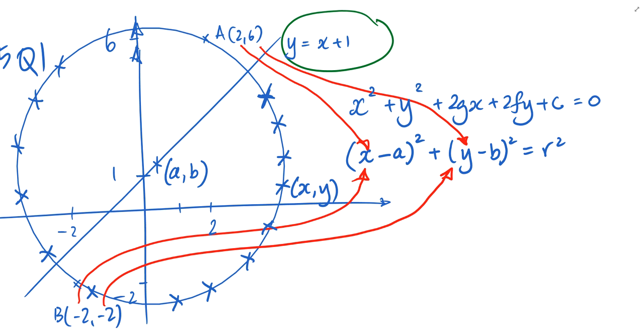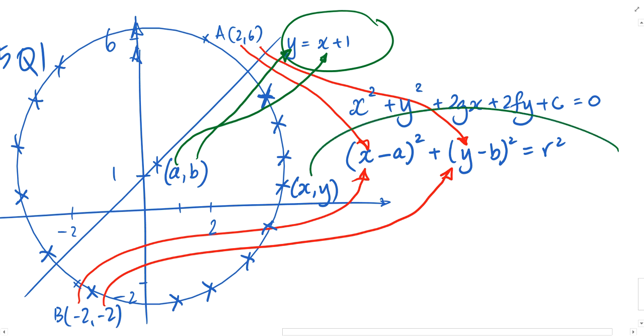A, AB, right? So A can substitute here. Yes. B can substitute here. Yes. How many equations do you have now? Altogether, how many equations? You have 2 equations from here, right? Then you have 1 equation from here, isn't it? So you have 3 equations.